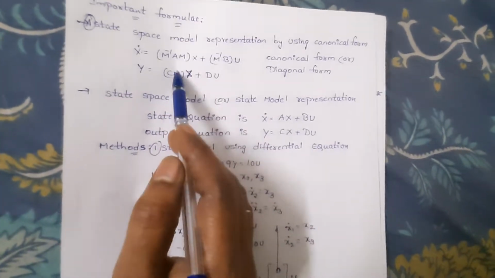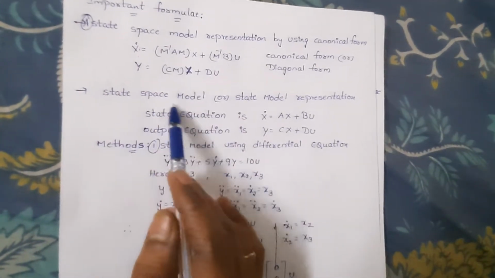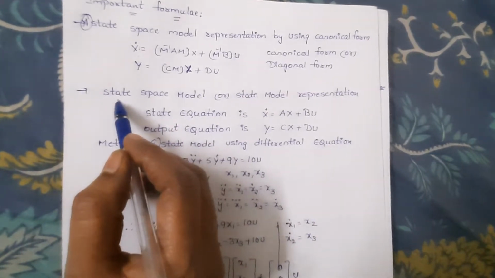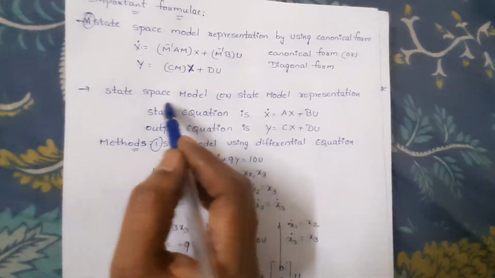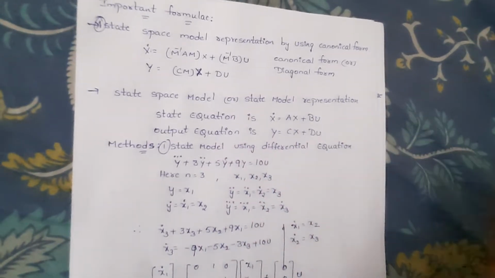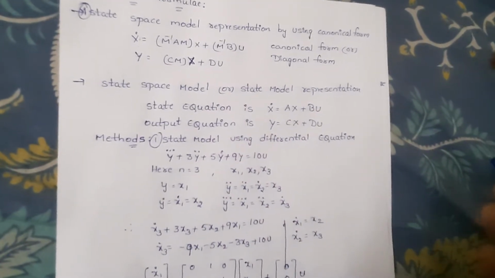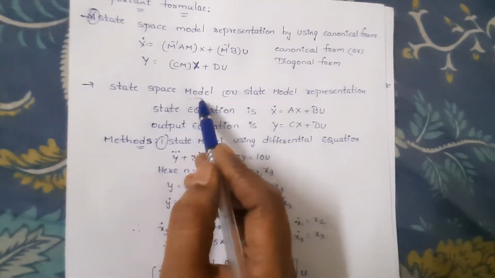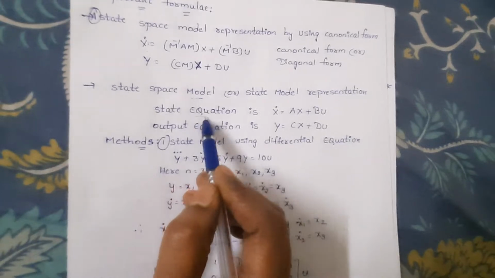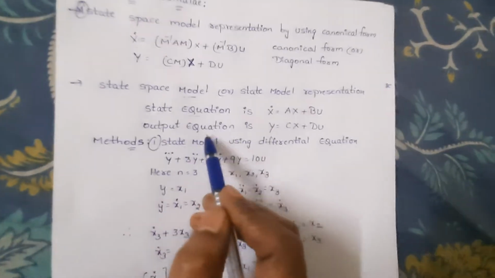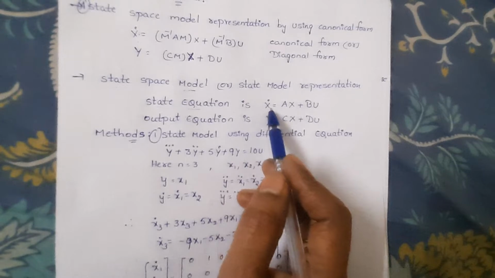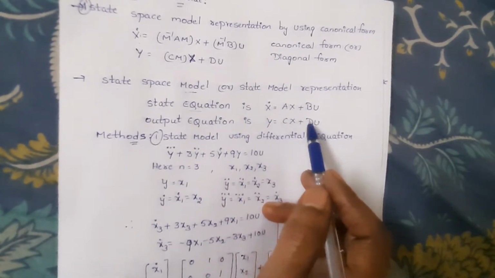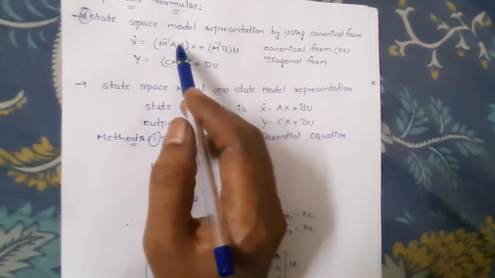But before remembering this, you should know this formula. That is state space model or state model representation. So if in the question they ask to determine the state space model or state model representation of so and so matrix and differential equation, like this they will ask. Then you have to determine the state space model, means you have to determine both the state equation as well as the output equation. State equation is given by x dot is equal to Ax plus Bu, and output equation y is equal to Cx plus Du. From these equations you are going to get this equation.